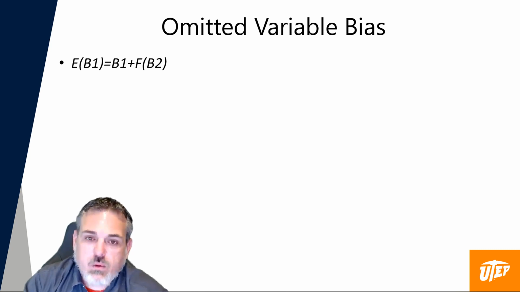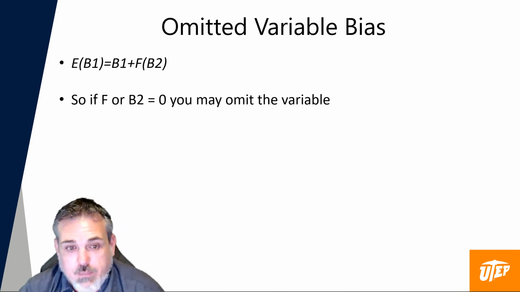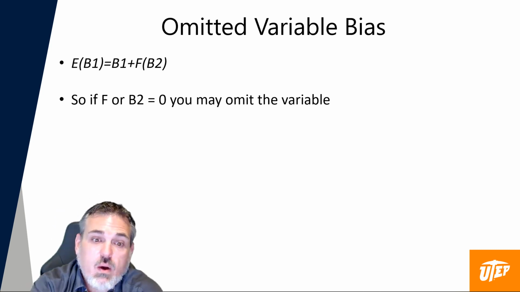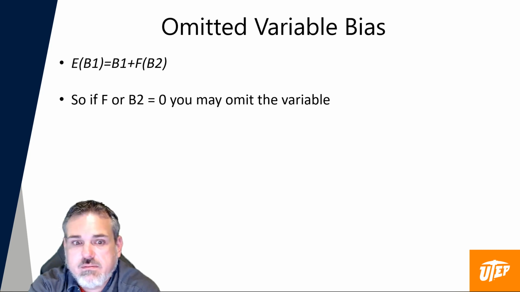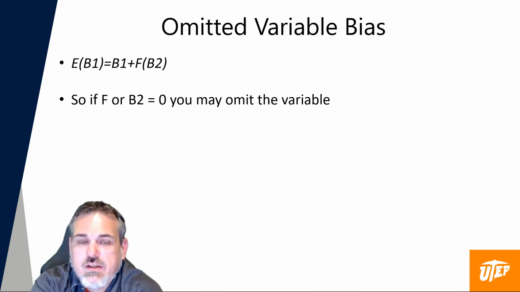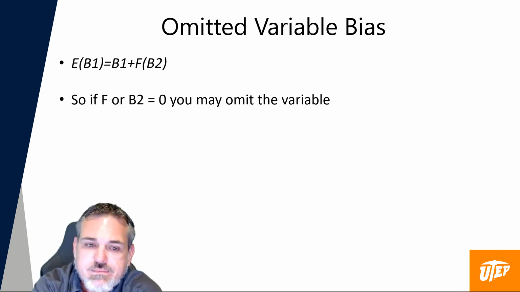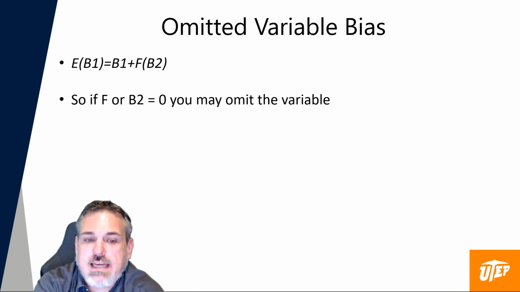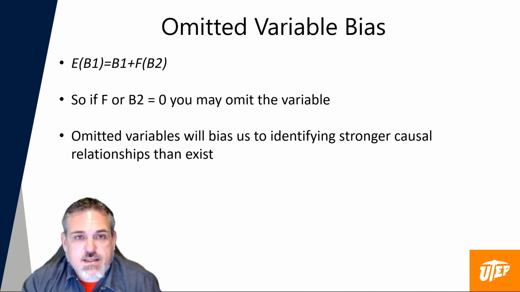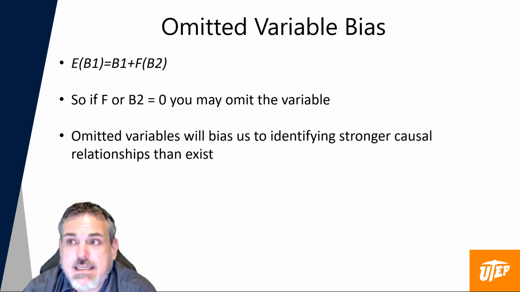The only times by which you should omit a variable are if B2 is equal to 0. So if the effect of variable 2 is equal to 0, or the variable itself is 0, then we can omit it. But if either of those has some sort of expected effect on the outcome, we need to be very careful about omitting those variables, because, since we're not measuring it, we'll identify stronger relationships than actually exist within our data.